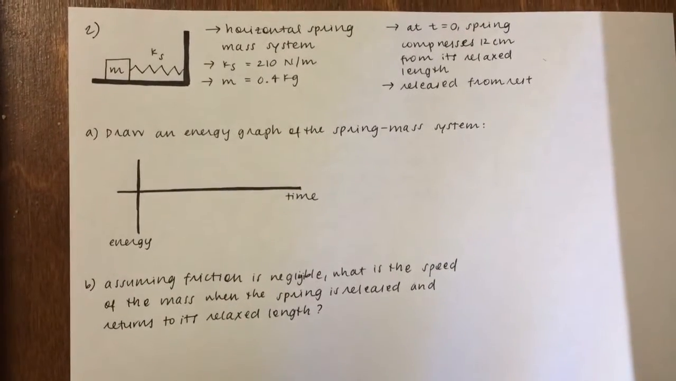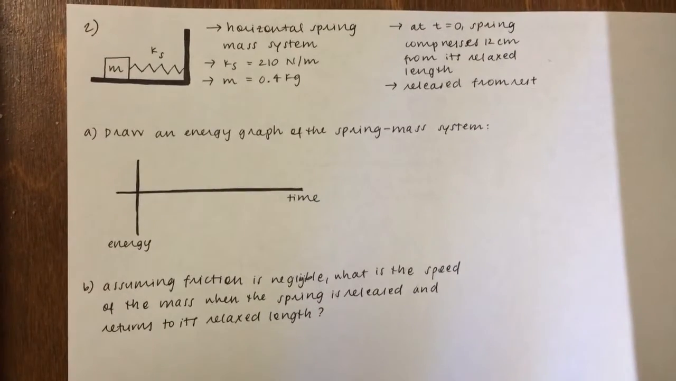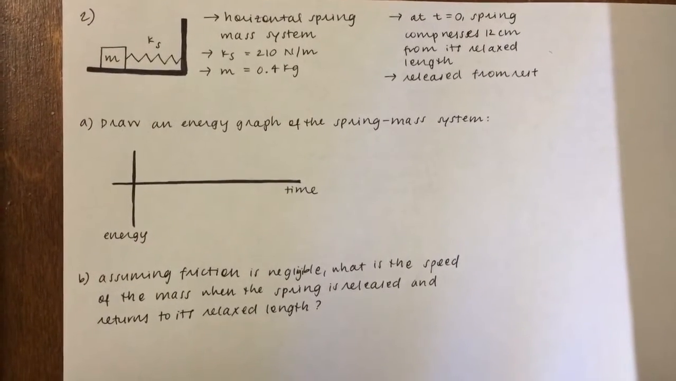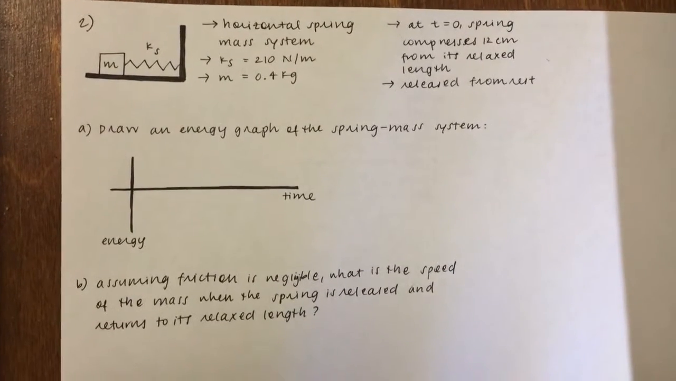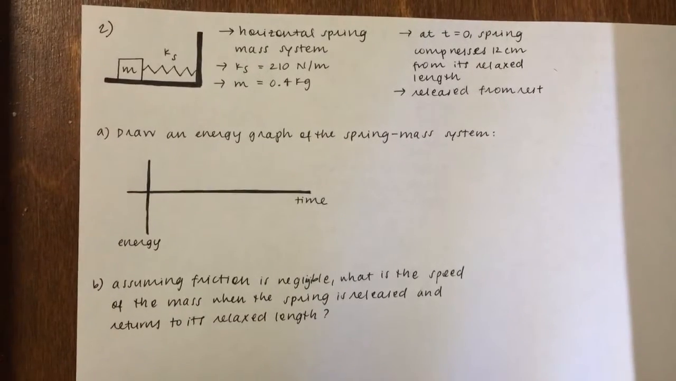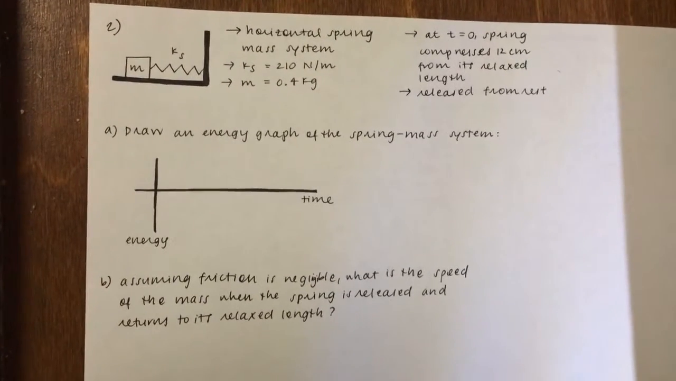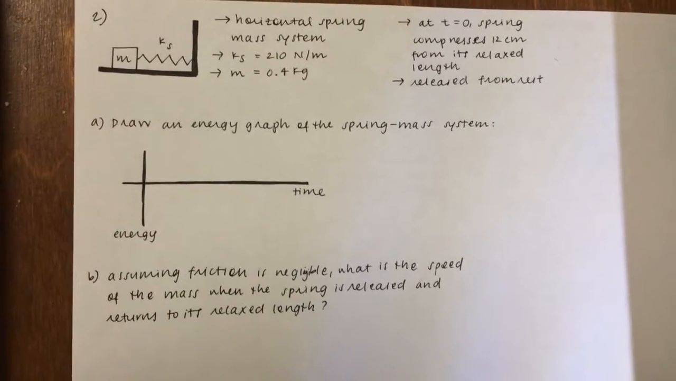So the problem states that we have a horizontal spring mass system with Ks, the constant, equal to 210 newtons per meter, and the mass of the object is 0.4 kilograms. At t equals 0, the spring compresses 12 centimeters from its relaxed length, and this mass is released from rest. So now we need to draw an energy graph of the spring mass system.